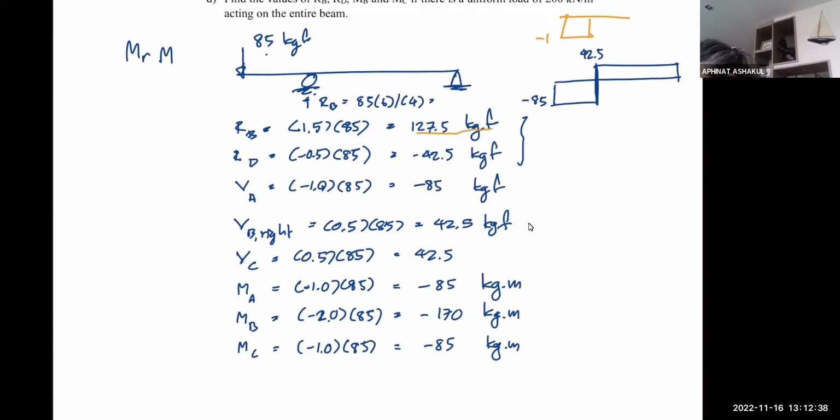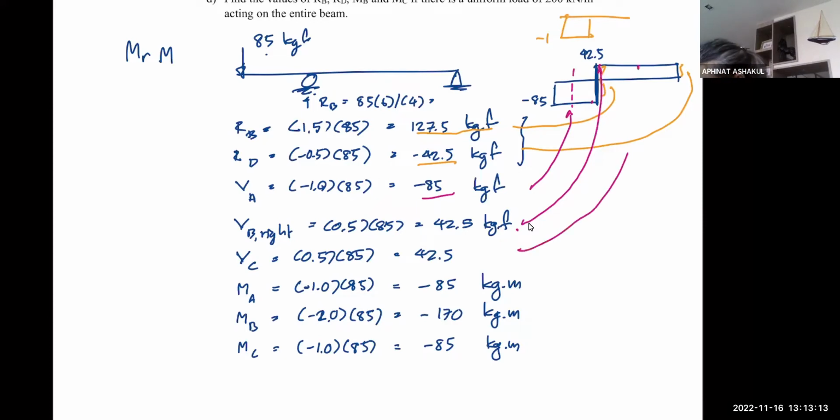And RB, it's that, right? RD, that's a downward force there. VA, see? VA is here. So that's minus 85. VB to the right. Now we move on to the right, so we meet the positive value instead of the negative one. If it's to the left, it's minus 85. If it's to the right, it's plus 42.5. VC is around here at midspan, so it's that value.